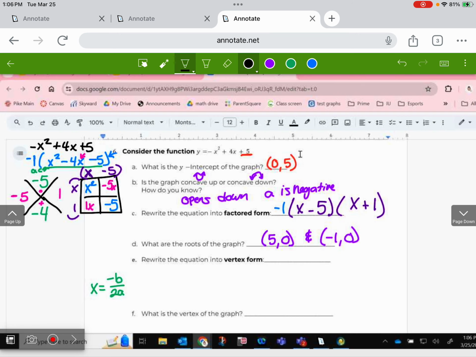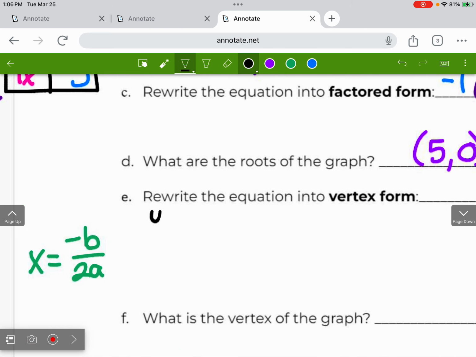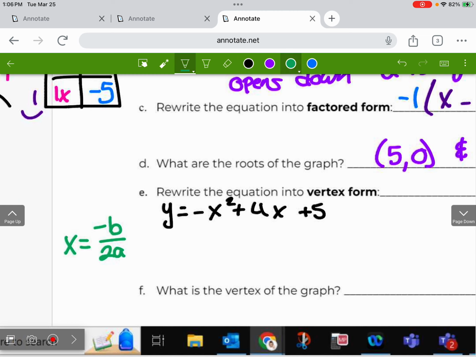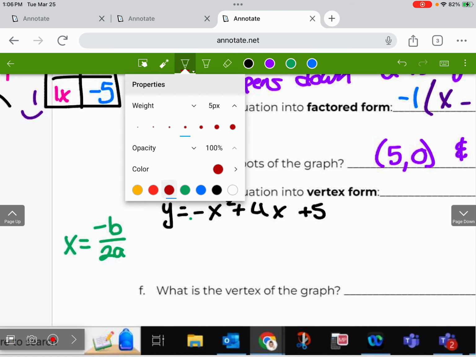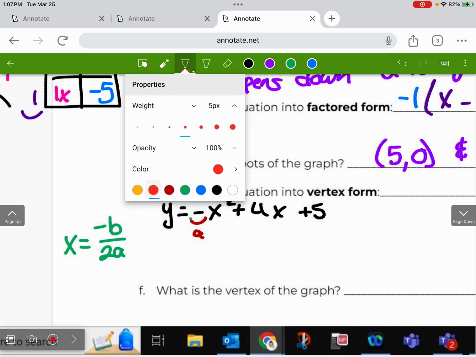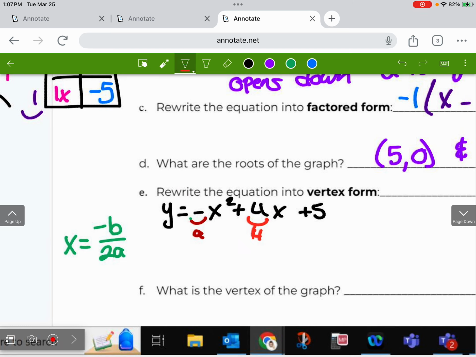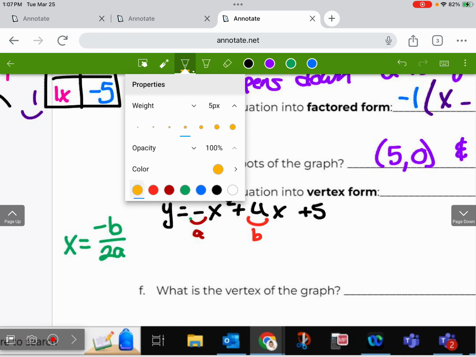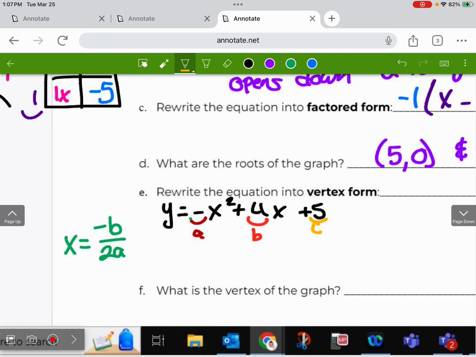So we're going to go back to our original equation, back to this guy up here, when we have our y equals minus x squared plus 4x plus 5. This gives us our a, b, and c right here. We have our a that's negative 1, our b that's 4, and then our c is that 5. That's what we use to get that y-intercept.